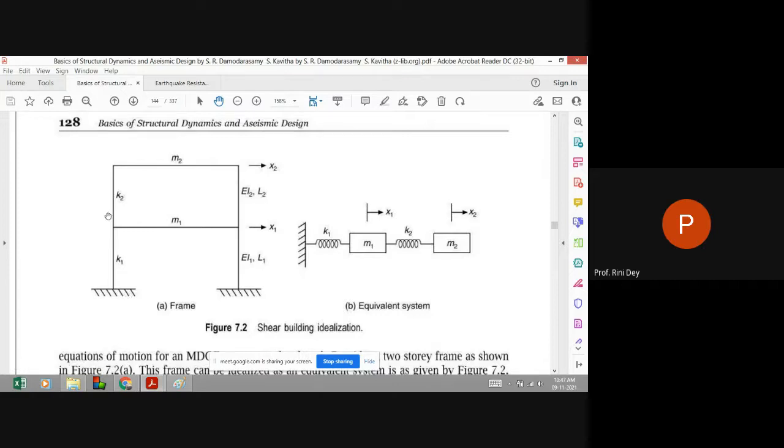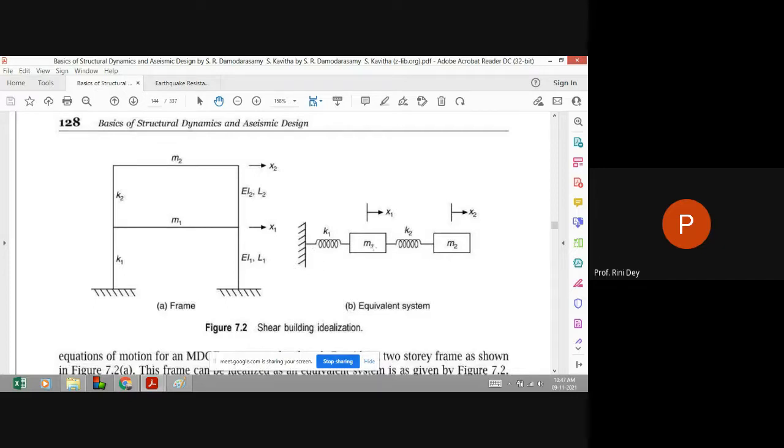How? See this frame: the horizontal members are the masses and the vertical things are the spring constant representation, meaning these are the columns, and each column has a certain amount of flexibility, so EI2 and EI1 are given, and the length is also provided. For the masses, the flexural rigidity EI is not given because they are infinitely rigid, as we have already considered. So now the displacement is in this direction only. We can model the equivalent system similar to that.